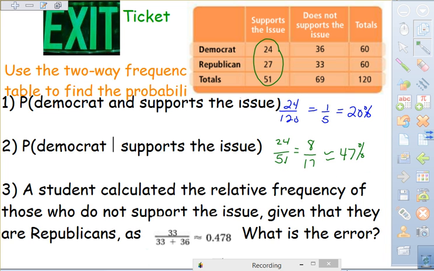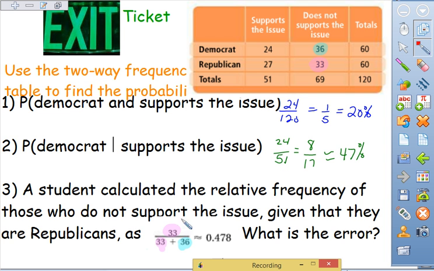Number 3, a student calculated the relative frequency of those who did not support the issue, given that they are Republicans, as 33 out of a total of 33 plus 36. What is the error in them doing this problem? It looks like their numerator is Republicans who do not support the issue, and then to get our denominator, they did 36 plus 33, and they used this 69. So let's read the question again. A student calculated the relative frequency of those who do not support the issue, given that they are Republicans.